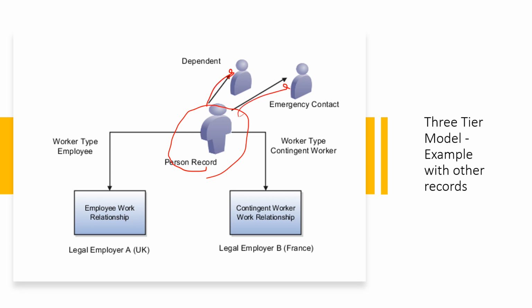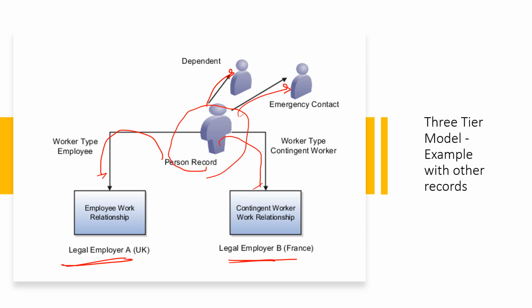They can capture the information related to employment. So this is all about a person, and then they have a work type as an employee and a work type as a contingent worker. So one legal employer in the UK and another legal employer in France. This is just a pictorial representation so that you can understand that one single person can have multiple roles within an application. So this is what the employment term is all about.